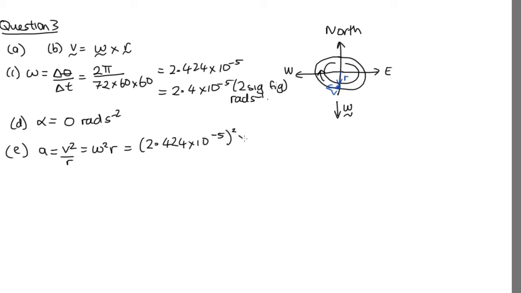squared times the radius, and we were told that the disk is 15,000 kilometers wide, so the radius from there to there is 7,500 kilometers. So that's times 7,500 kilometers, so times it by 1,000 to get it into meters. And solving for that one on the calculator, we get 4.4 times 10 to the minus 3 meters per second squared, and it's centripetal acceleration, so it's towards the center of the disk.